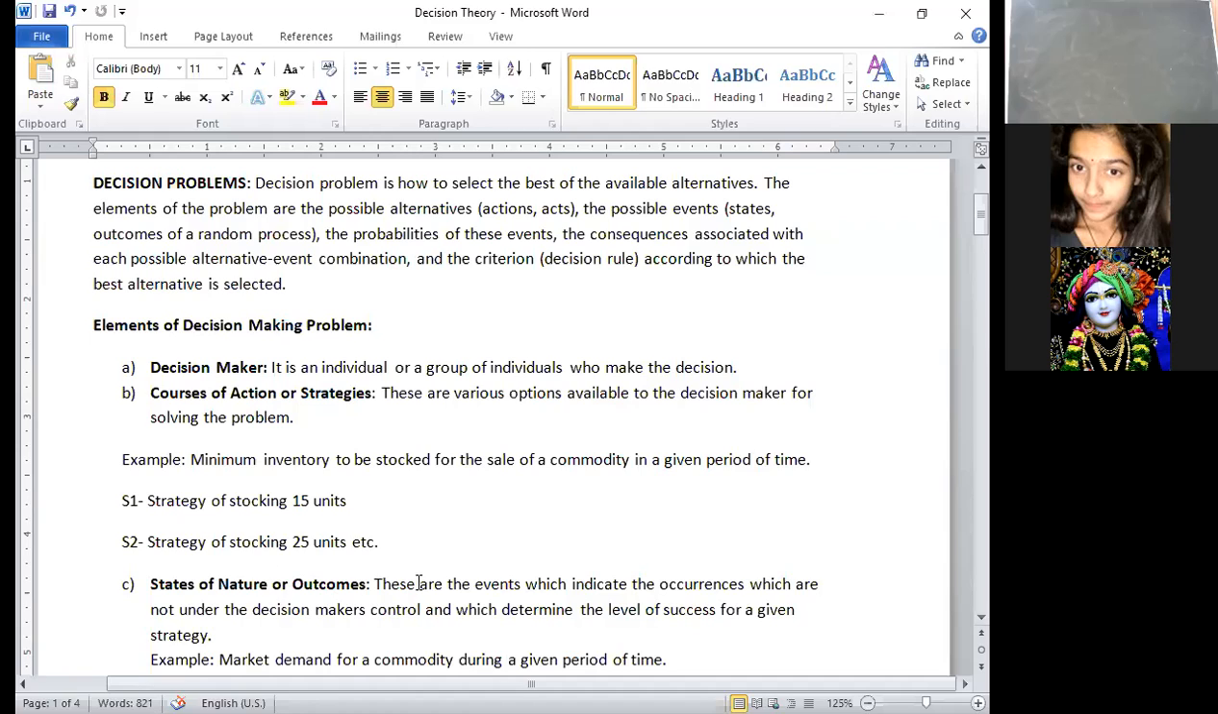Has anyone heard of business analytics? What is business analytics according to you, students? And a specialization is also there. You should have heard of it. What is business analytics? Business analytics is used only for decision making. Anyone, please? What do you understand by business analytics?